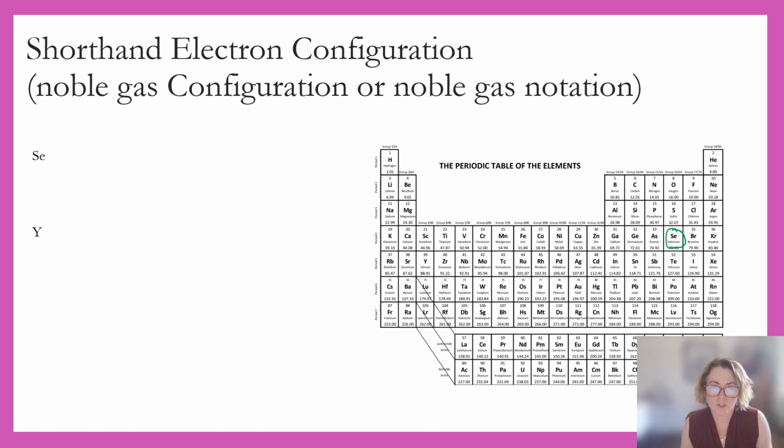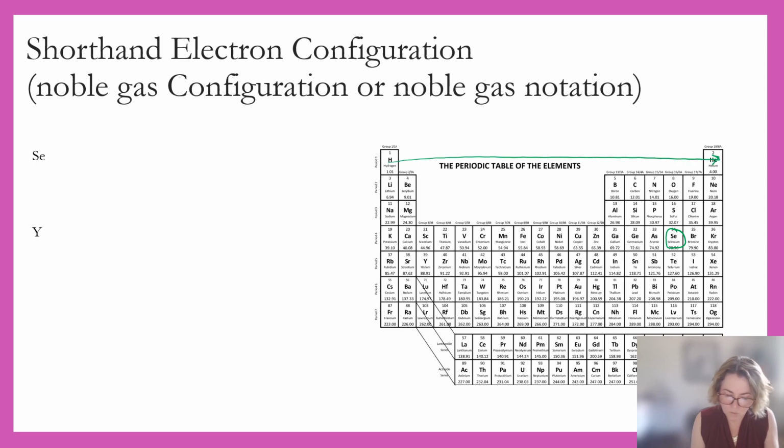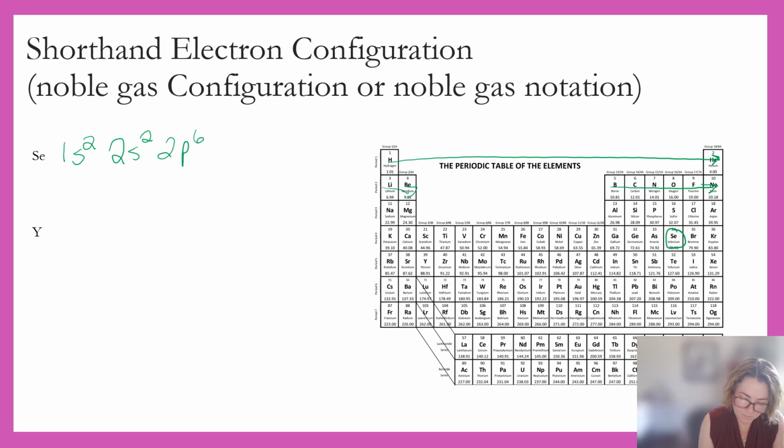So again, we want to start all the way at the beginning, right? So we are going to go through 1s2. And then we're going to go through 2s. And then we're going to go through 2p. And then we're going to go through 3s. And then go through 3p.